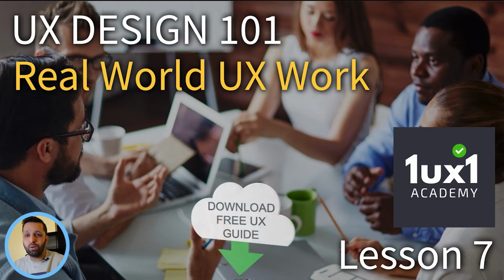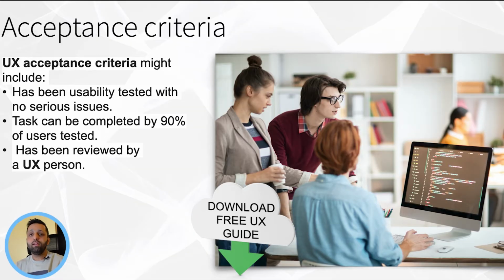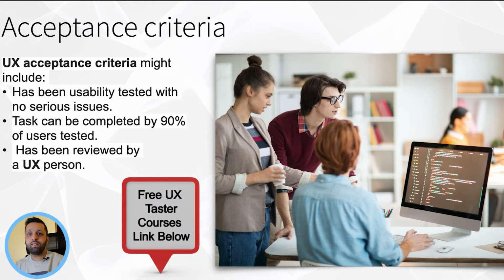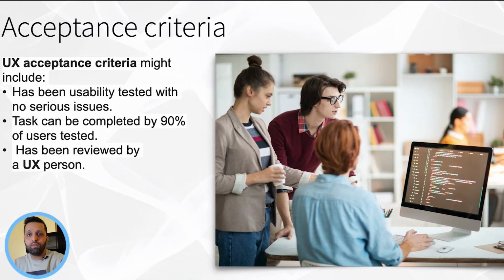Today we're talking about real world exposure to a UX design environment. What does it look like to work with a UX team? So one of the things you have to do is know an acceptance criteria. Acceptance criteria is knowing what you're going to complete and how you know you've done that task. So if you're wireframing for a design solution, how do you know it's going to be the correct one?